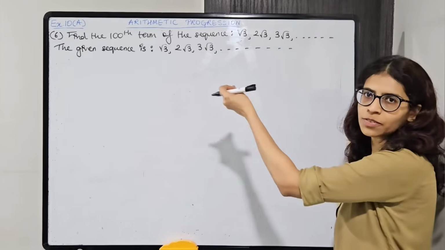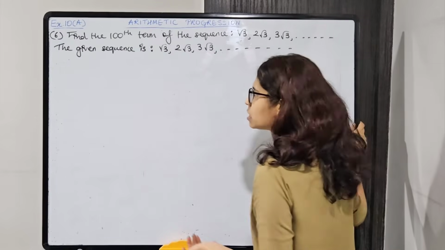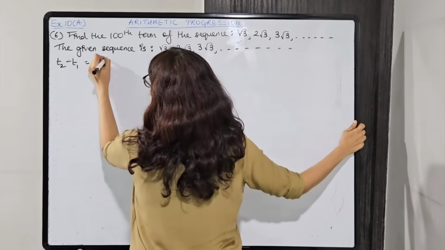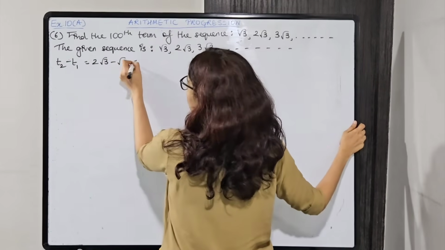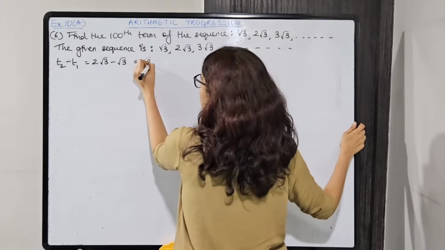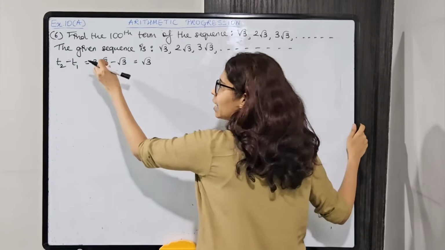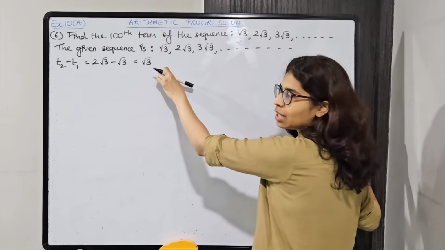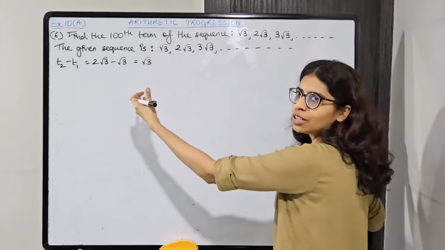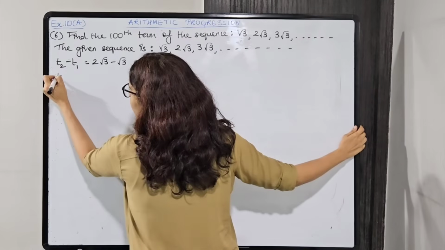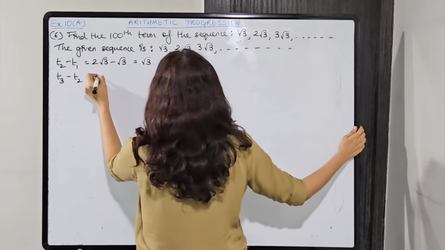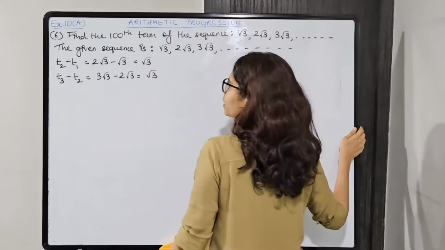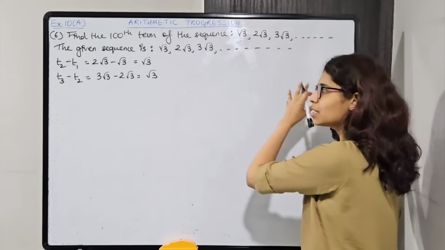So first you have to find the difference of consecutive terms. It should be constant. So t2 minus t1, that is 2 root 3 minus root 3, it will be 1 root 3, that is root 3. Consider it like x. So 2x minus x gives x. So instead of x, it is root 3. So t3 minus t2 will be 3 root 3 minus 2 root 3, again root 3. So yes, the common difference is constant.